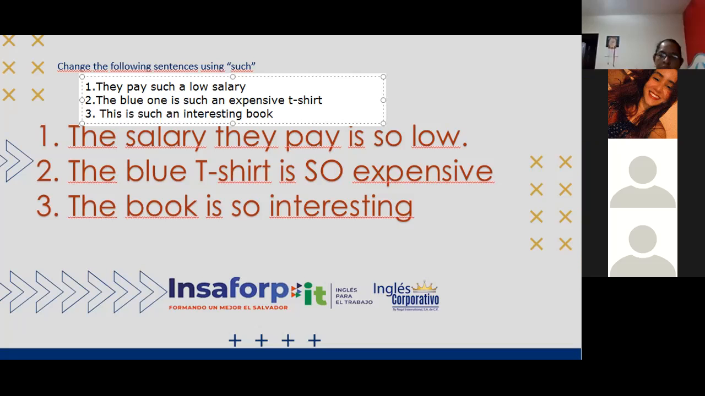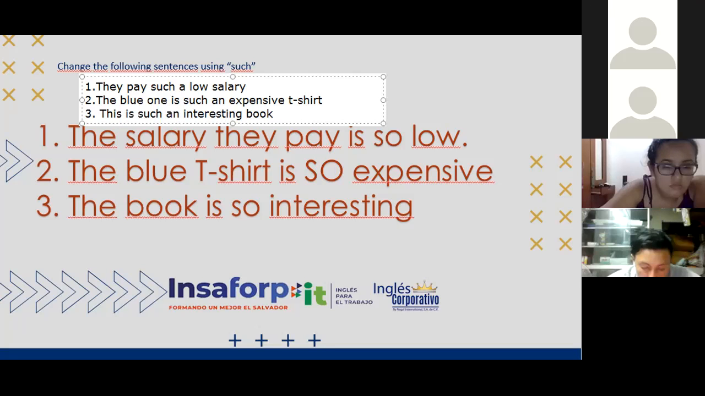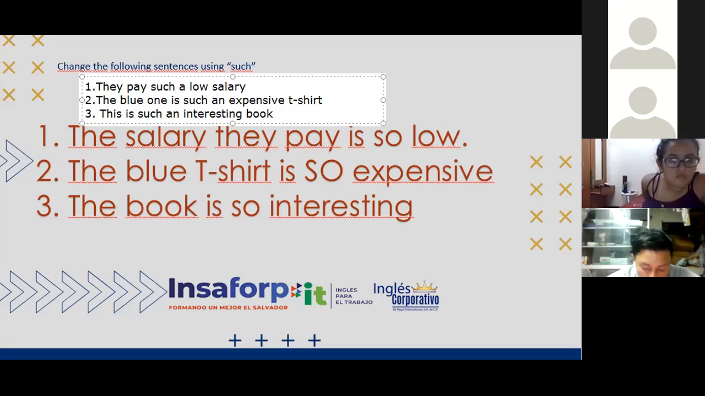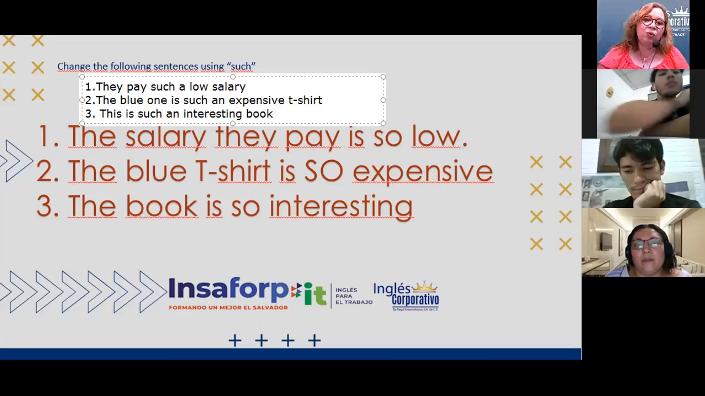Esto es para que hagamos la diferencia de cómo usar such y cómo usar so. Siempre que hablamos de cualquier cosa, de una persona, rasgos físicos o rasgos de personalidad, es una descripción. Entonces, para describir enfatizando cualidades que usted quiere destacar, usa such o usa so. Usa so plus the adjective or adverb, and such plus, could be the adjective or not, and a noun. ¿Qué es lo importante con such? Que vaya un noun.